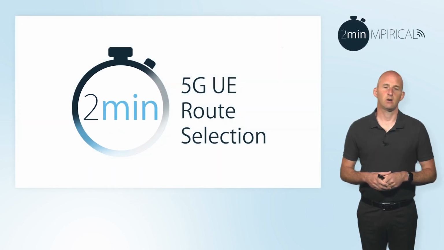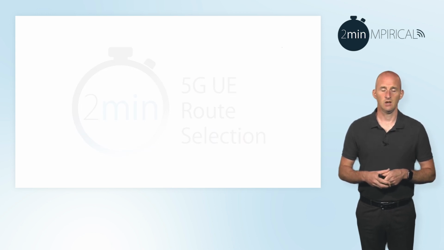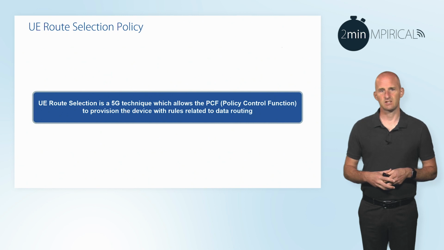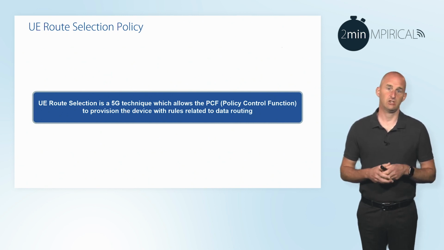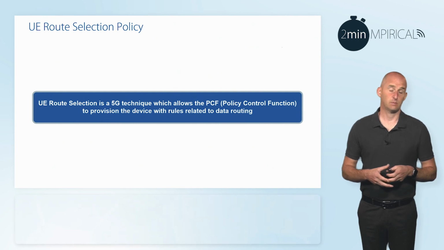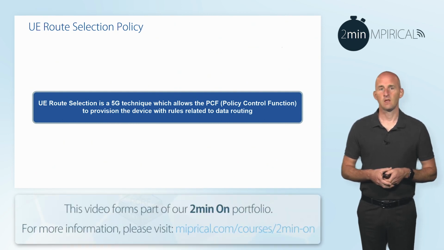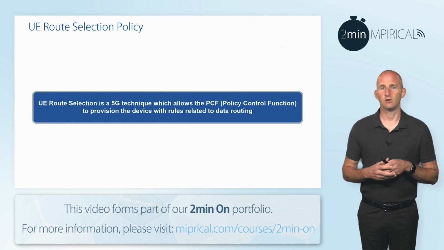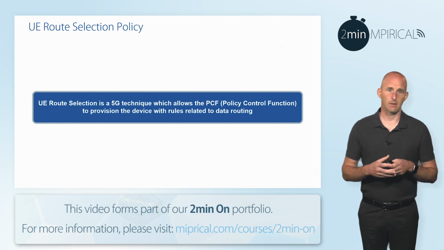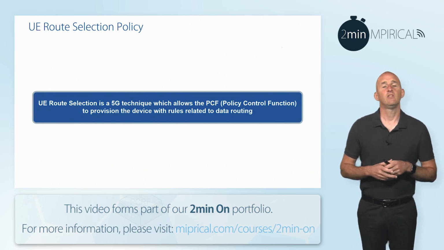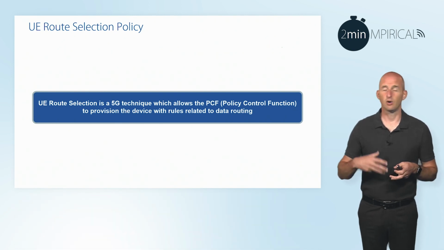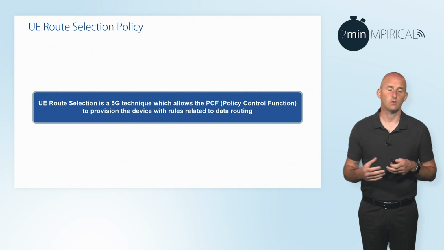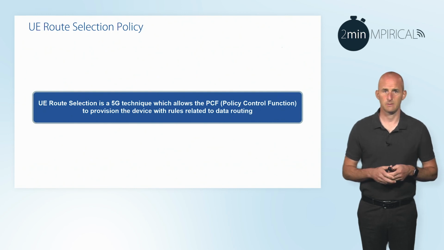UE route selection policy is a technique which has been introduced in 5G to assist the device with understanding which user plane resources it should use for specific data types. So for example, on a smartphone, you could launch a specific application, and based on the UE route selection policy, you could be instructed to launch a specific network slice to a specific data network, for example.